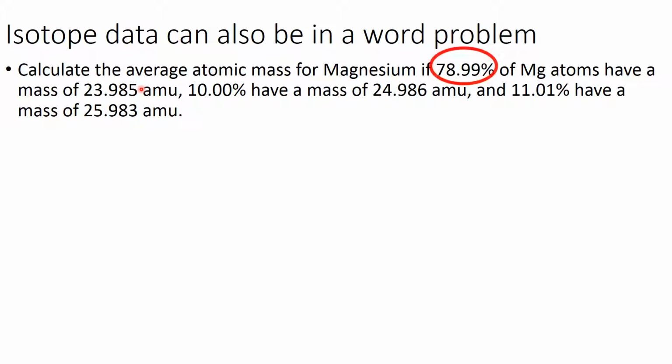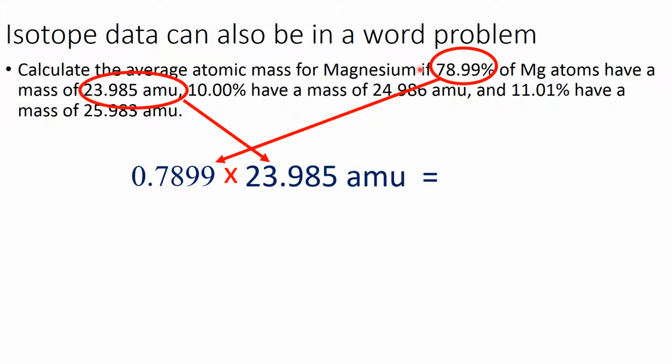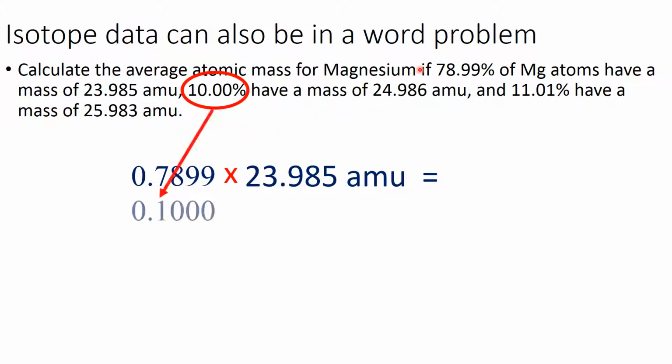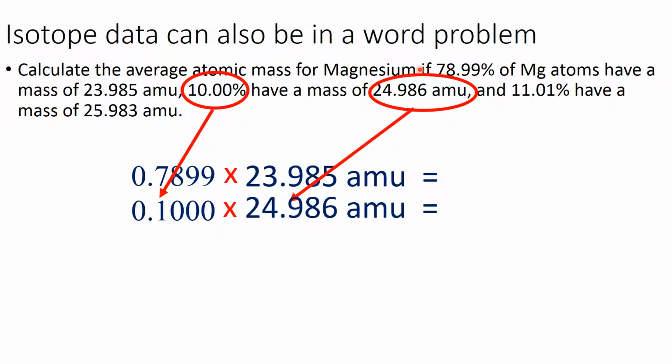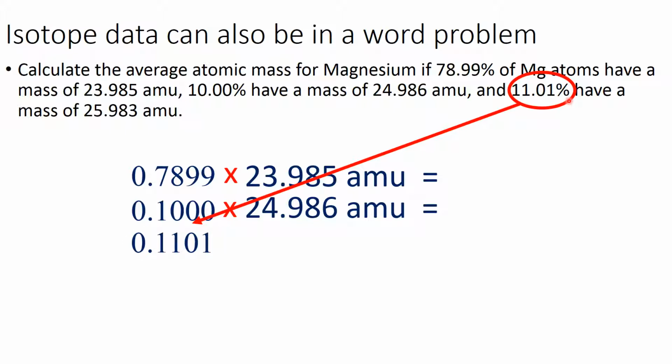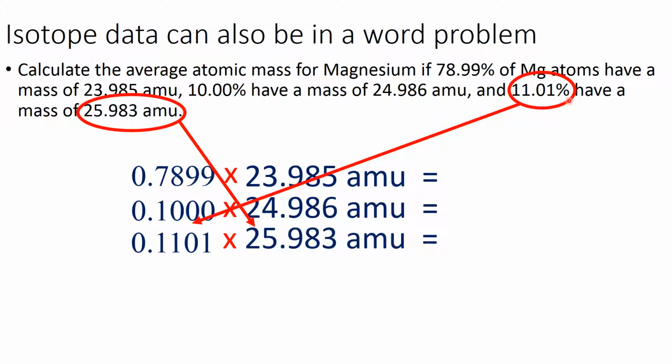In this case, the first number, 78.99%, we convert that to a decimal, and we'll put that down here. It's followed by the mass. So we'll put that right over here. The next number, 10%, we'll put it down here after converting to a decimal, is followed by its mass. So we'll put it in. And then our last percentage over here, 11.01%, move the decimal over twice, and we'll put it down here and take the last mass and put it there. So the numbers all come in pairs.